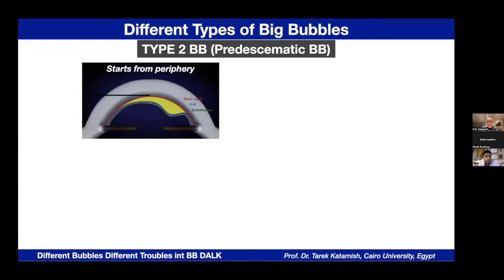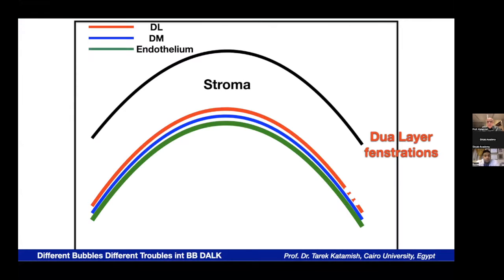Why does big bubble type 2 start from periphery to center? The answer is from these drawings, if you can watch. These are fenestrations. This is the endothelium, the blue line is Descemet membrane, and the red line is Dua layer. These fenestrations in Dua layer will allow air to escape from the stroma to this fenestration and make bubble type 2. So to have bubble type 2, air always escapes from the periphery.